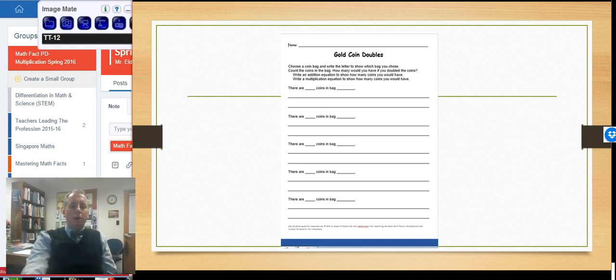That I'm noticing, are kids adding? Are they multiplying? Do they know how to write the sentences? Because this is something they can do again and again, and we can change the scenario, or it doesn't always have to be gold coins.